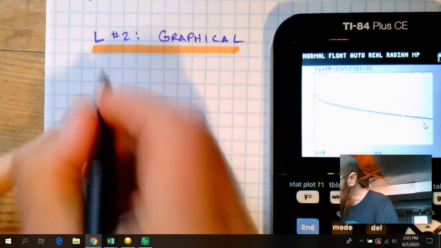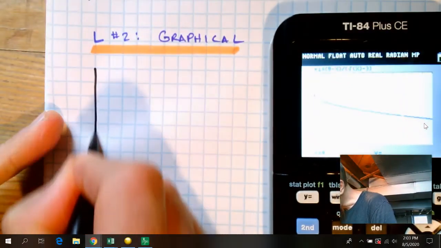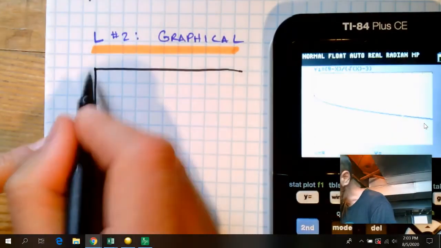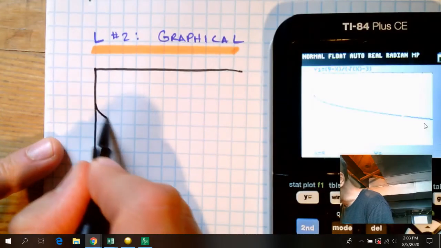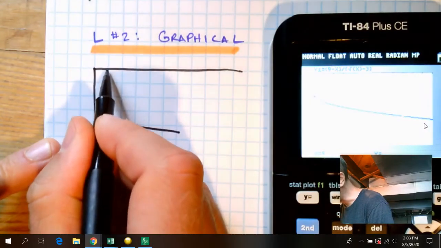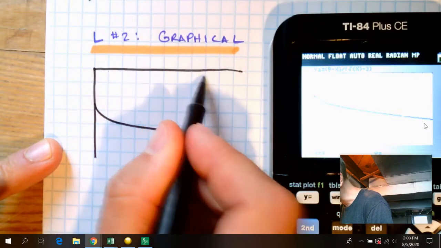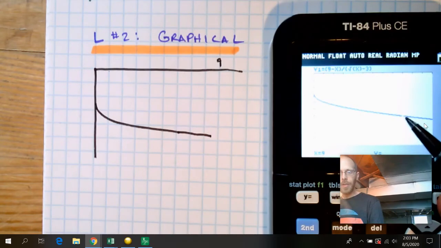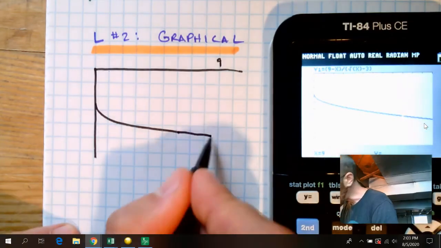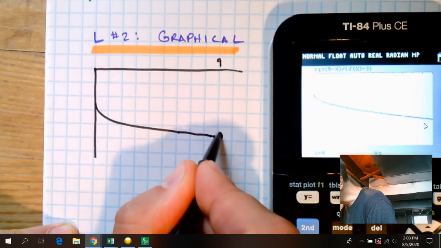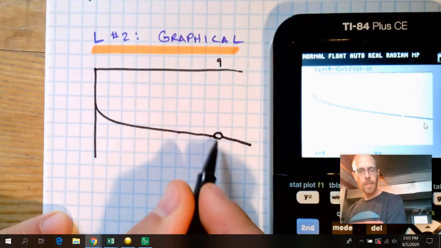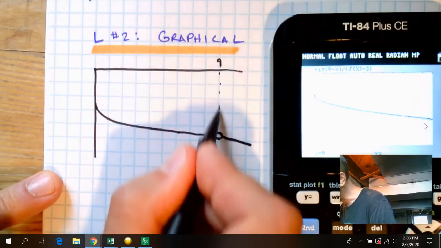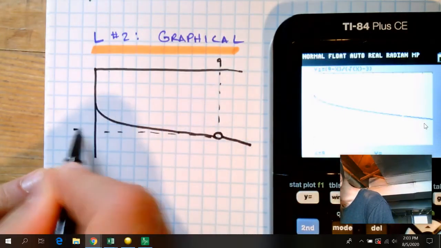If I asked you to draw a picture of the graph, I would counsel you not to exactly copy what you see here. Specifically, when you get to 1, 2, 3, 4, 5, 6, 7, 8, 9, here's 9. On the calculator, there's just a little open space, but you would want to include a hole to show that you know what kind of discontinuity that is.